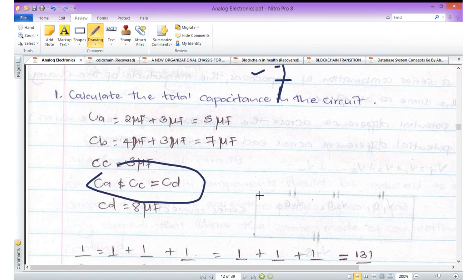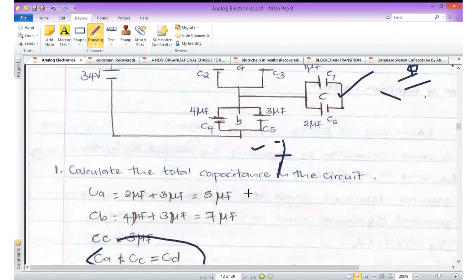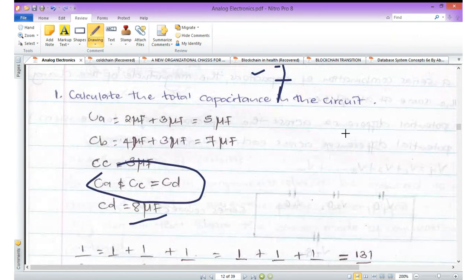D. It has been merged there to give what we call circuit D, which is going to read about 8 microfarads. Then from there, you'll definitely have a circuit that will look like this. So we have circuit D here.